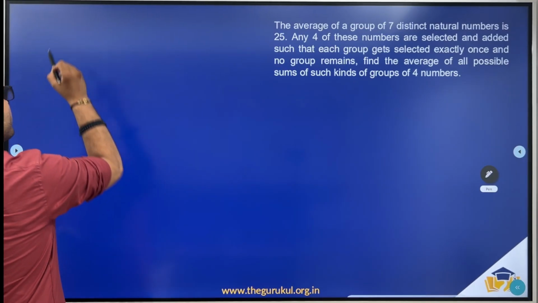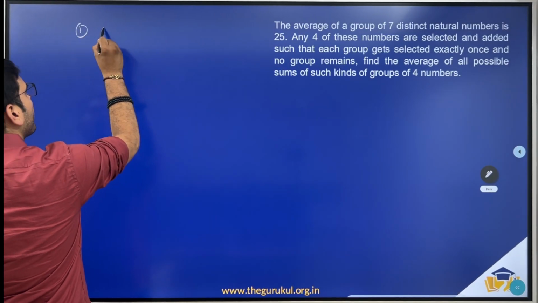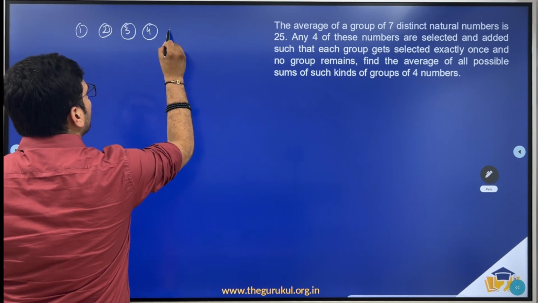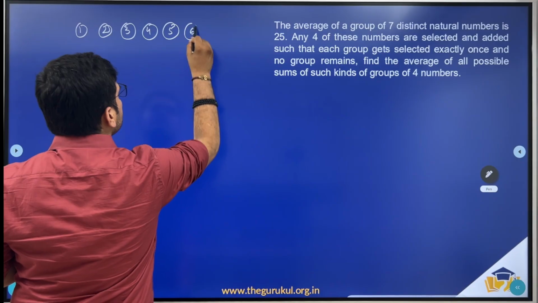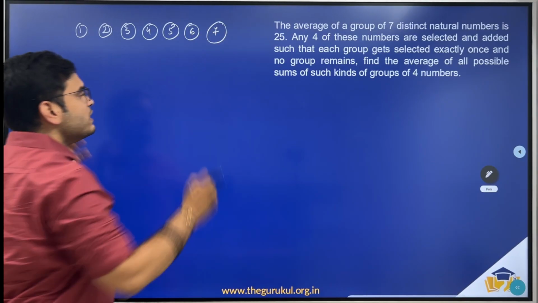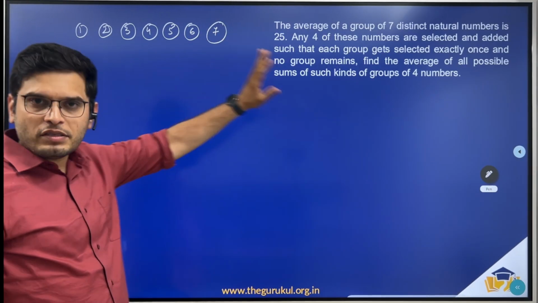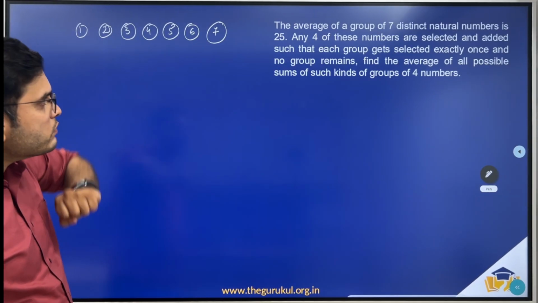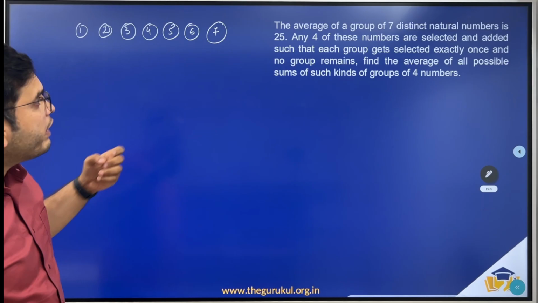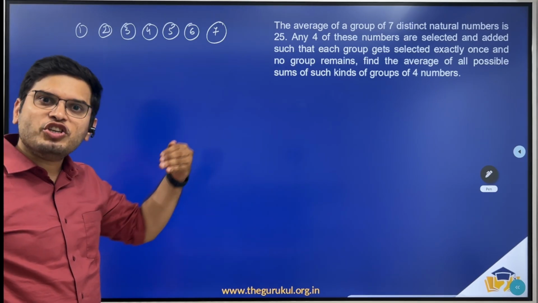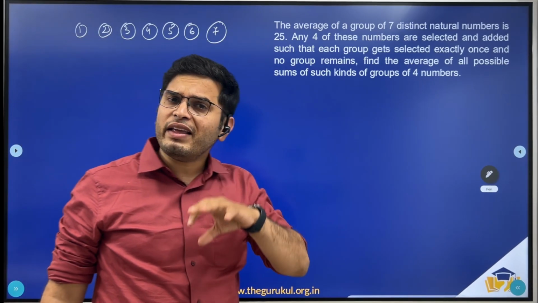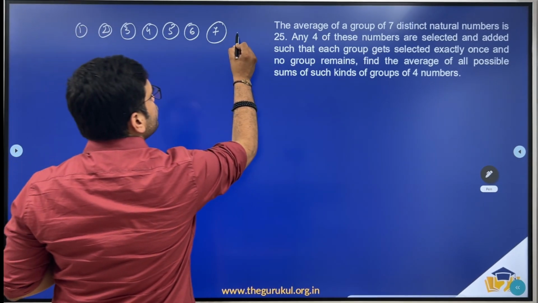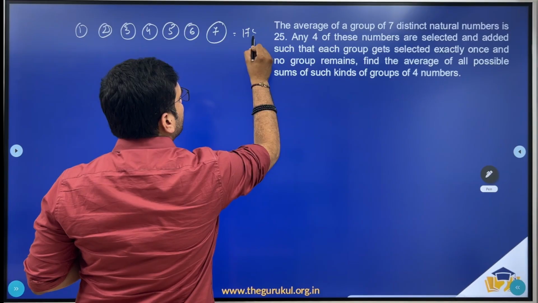So we have 7 numbers. Let that be number 1, number 2, number 3, number 4, number 5, number 6, number 7. Now these are the numbers, not the actual values, right? Now the sum of these 7 terms would be, given the average, average into number of observations, which gives us the sum of all these 7 terms. So 7 into 25. So the sum would be 175.